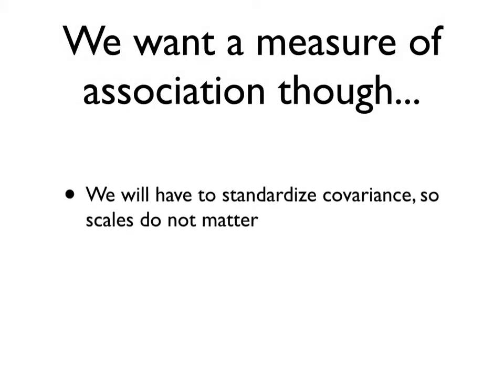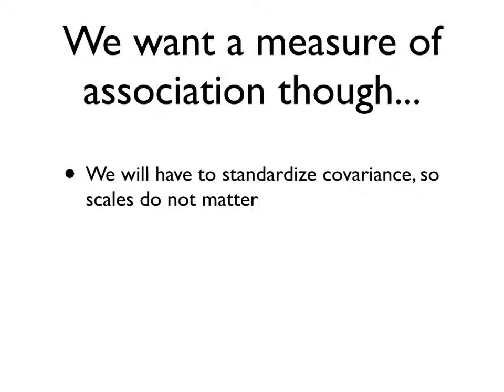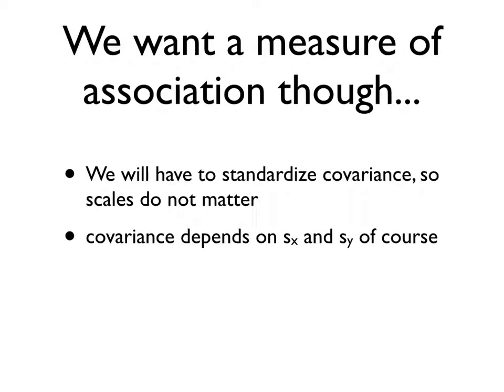The thing is, we want a measure of association. We'll have to standardize covariance, so the scale doesn't matter. Because that number's going to get bigger if the scale's bigger. So if the income was in cents, that number's suddenly going to be bigger. We want to be able to, as I said, standardize it. So covariance depends on the standard deviation of x and the standard deviation of y. Doesn't it? I mean, think about it. This is a measure of variance among things. It depends on how much variance there is. That's what it depends on. And if you want to standardize something, you divide by what it depends on, basically. So that's what we're going to do here.